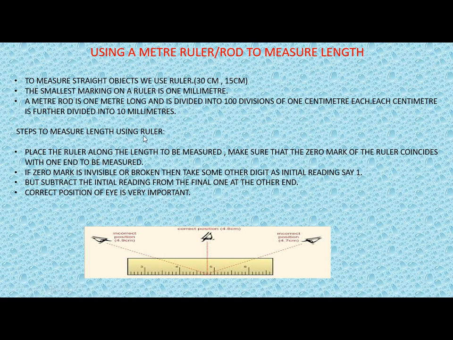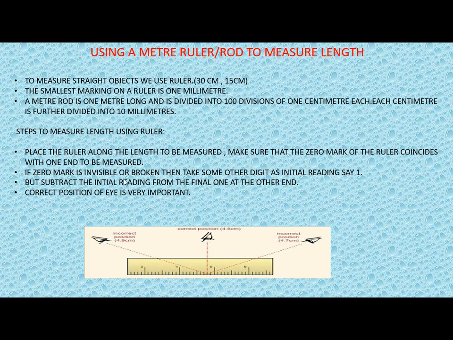Now here are some rules which one should follow while measuring the length of any object with the help of a ruler. Place the ruler along the length to be measured. Make sure that the zero mark of the ruler coincides with one end of the object to be measured. So we should practice putting the zero at one end of the object, and then see how long the scale takes to measure the object.